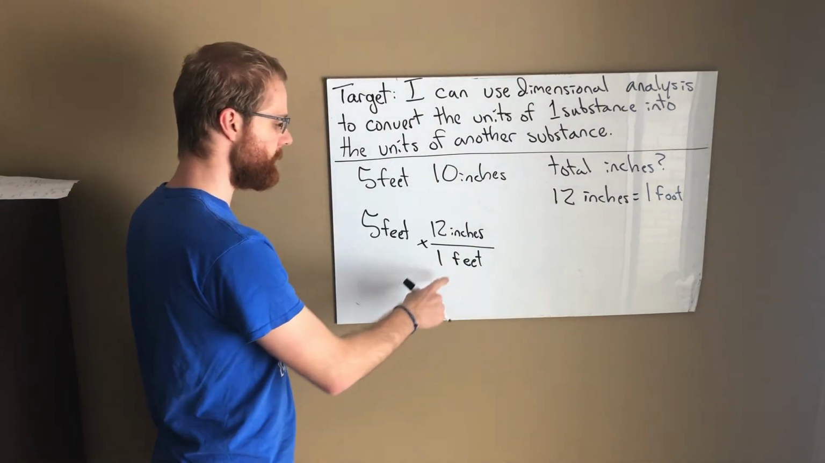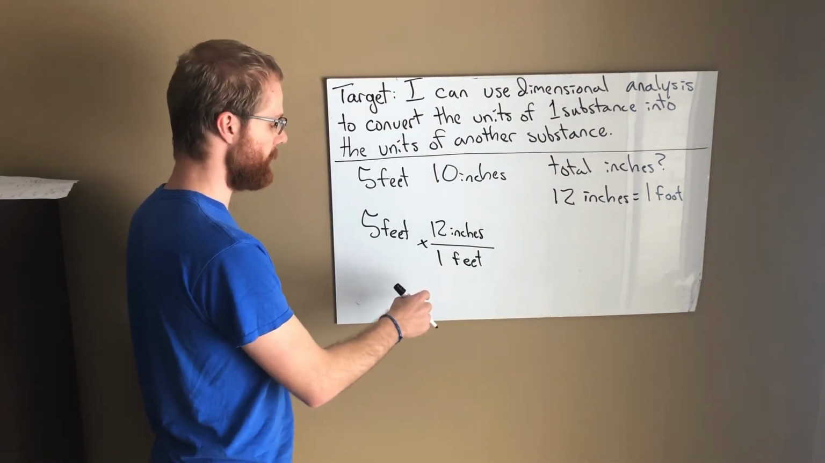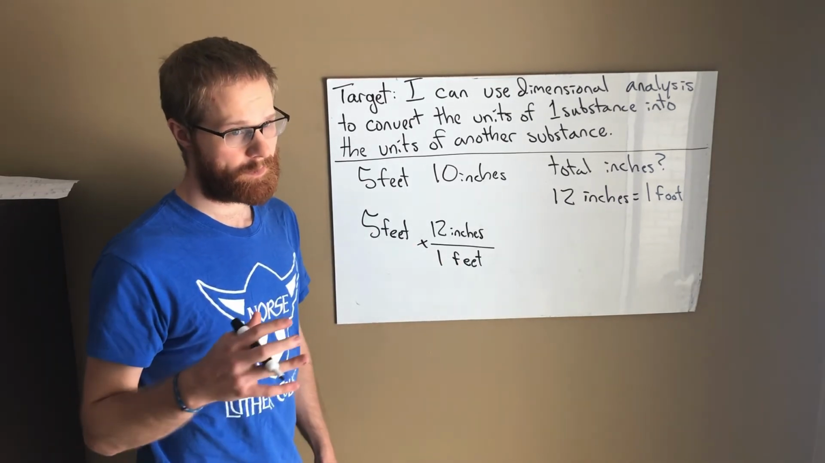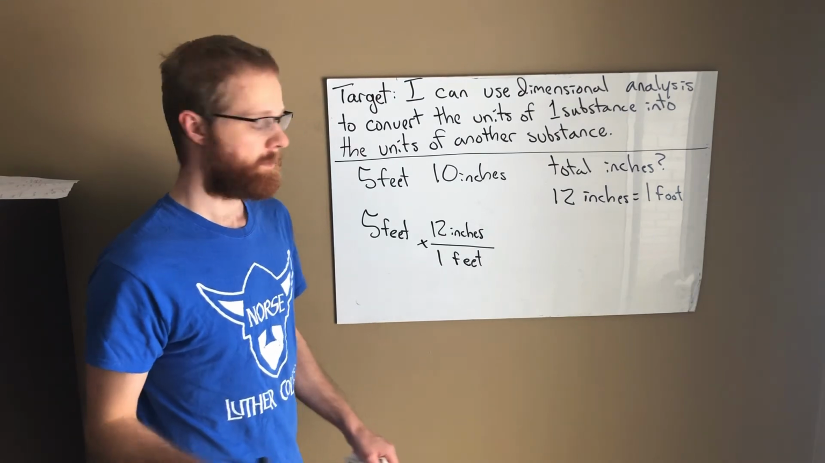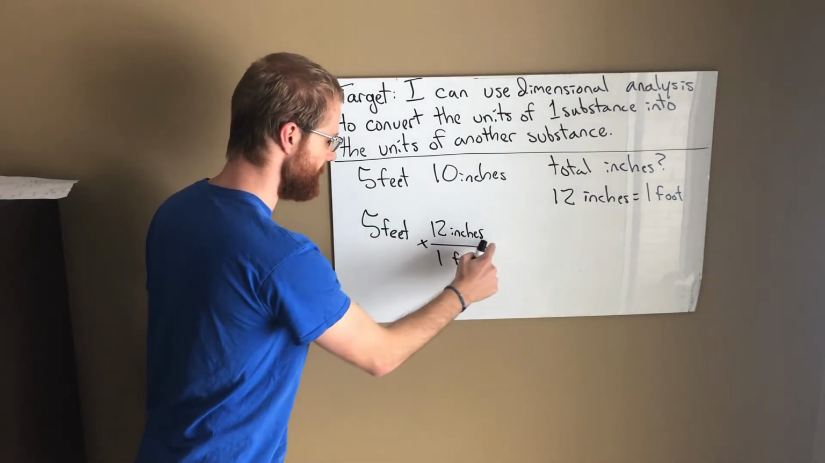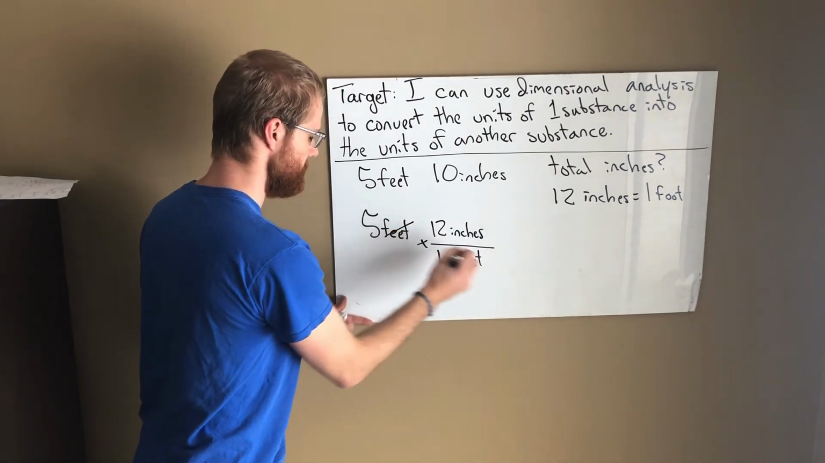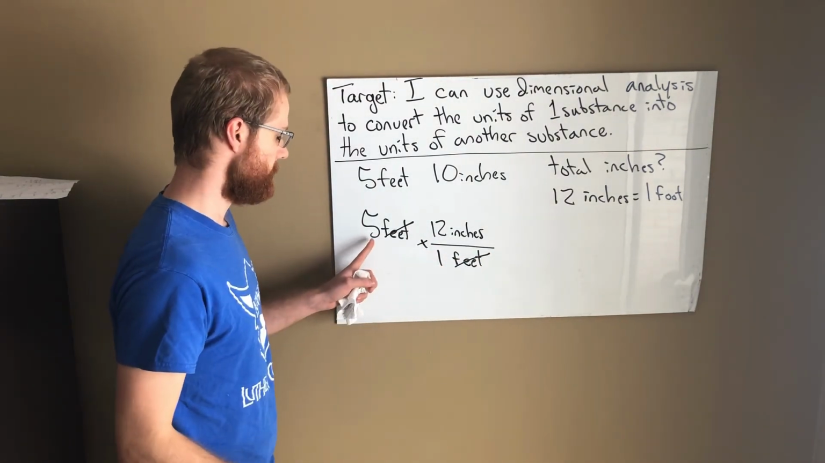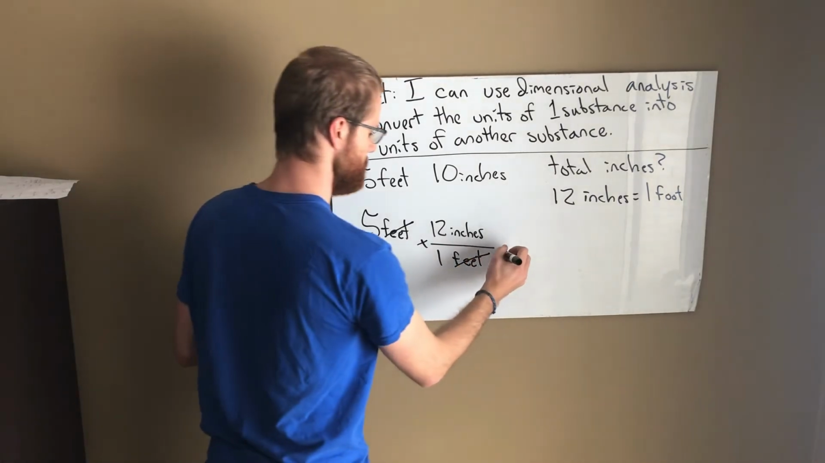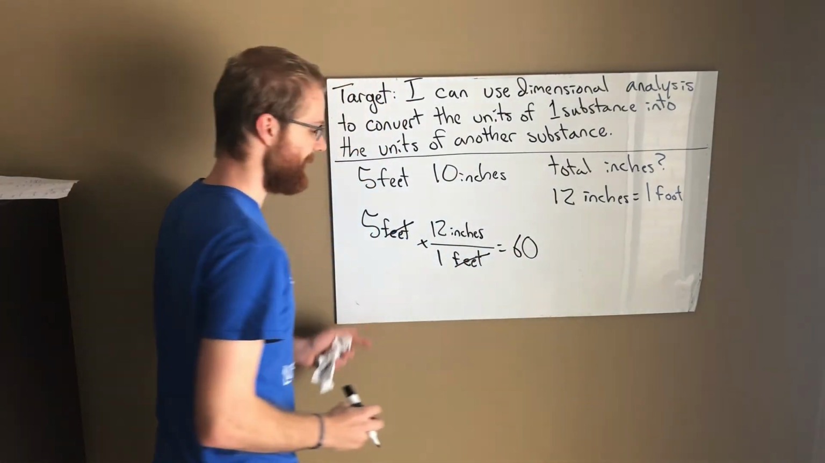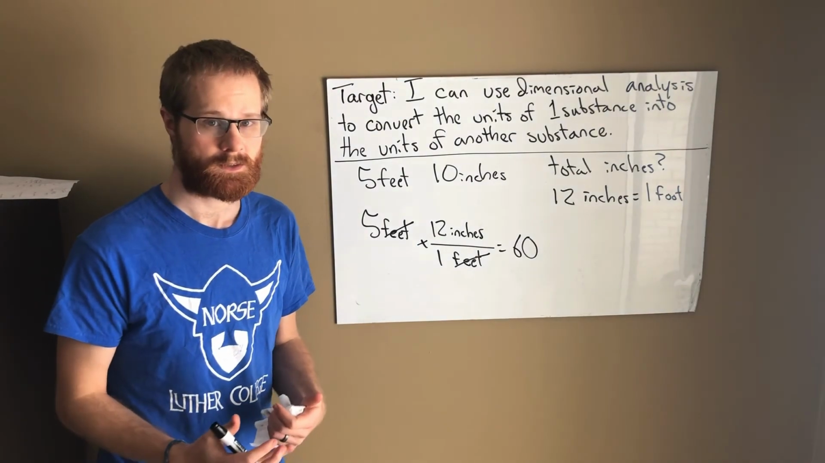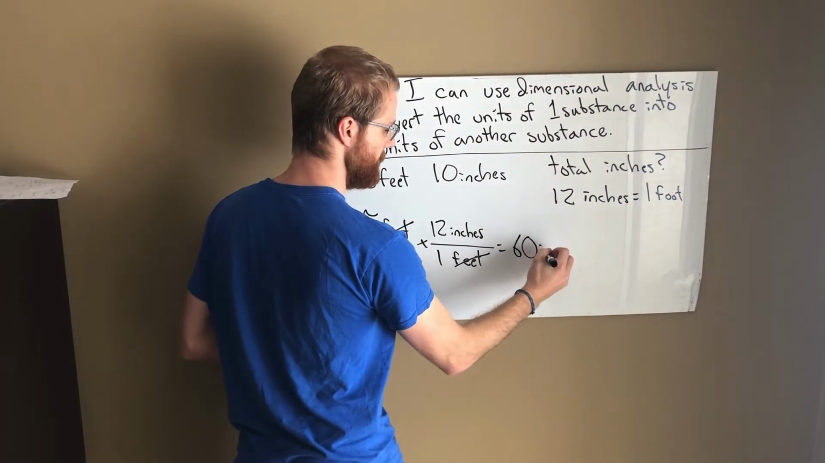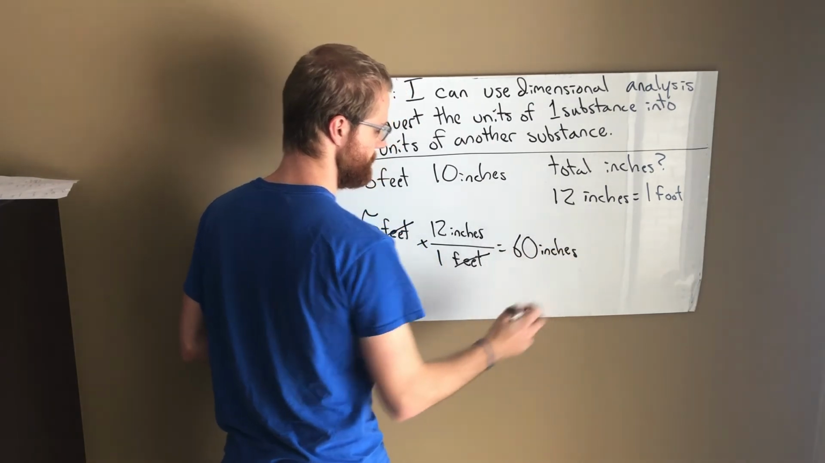The reason that I'm putting 1 foot on the bottom is because I need my feet to cancel out. Anything divided by itself equals 1, and so feet divided by feet just equals 1. Then 5 times 12 equals 60. And then I have to include my units. The only unit I have left is inches. So I've got 60 inches.